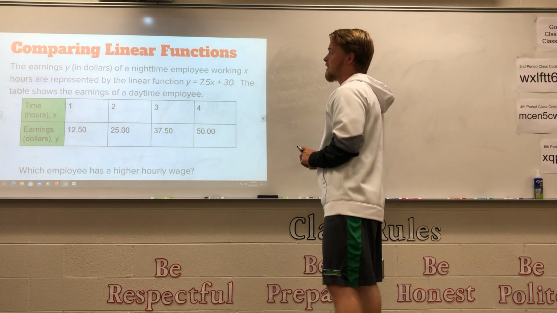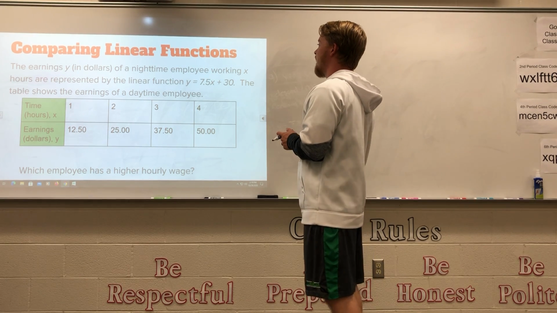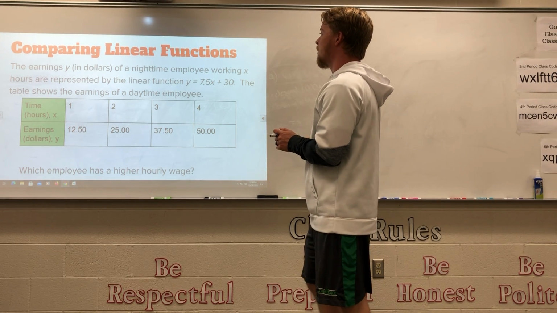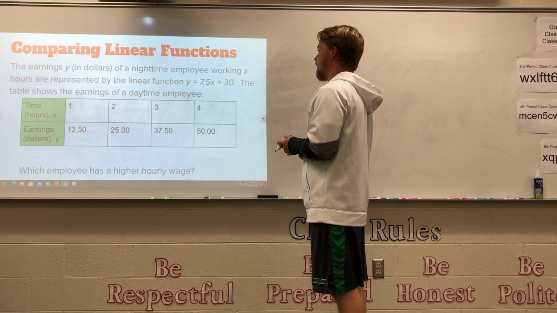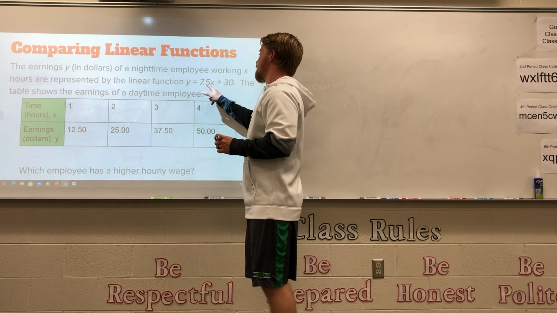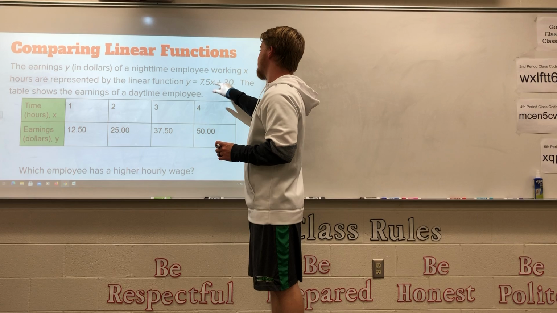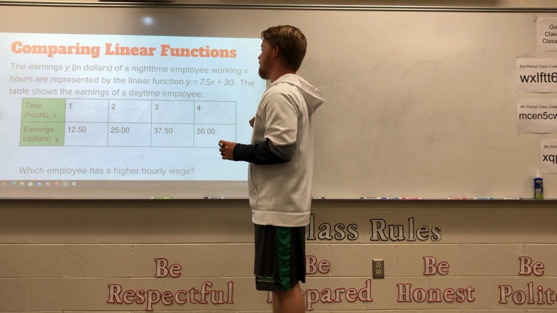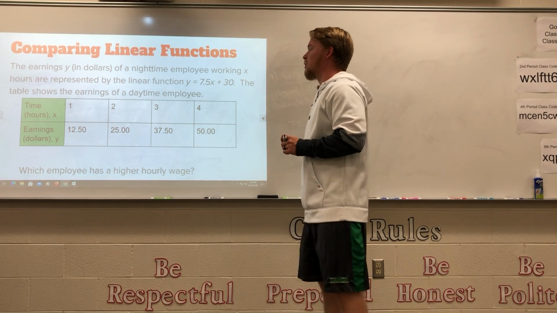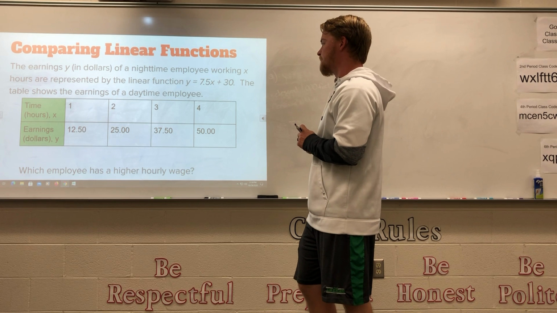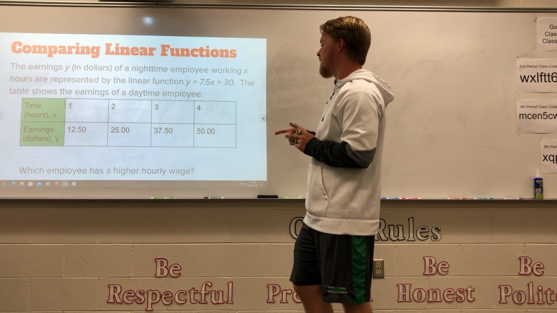So this says, the earnings y in dollars of a nighttime employee working x hours are represented by the linear function y equals 7.5x plus 30. The table shows the earnings of a daytime employee. Which employee has a higher hourly wage?